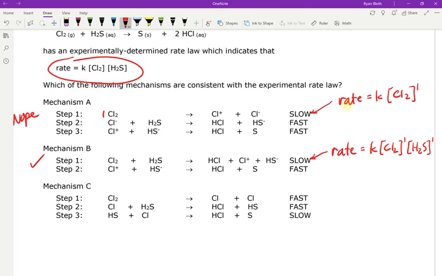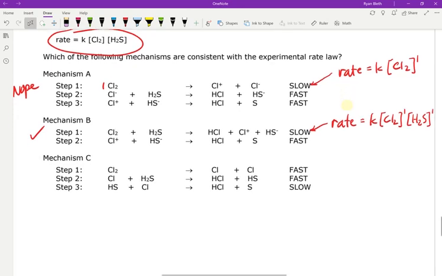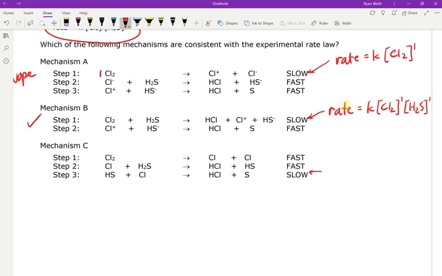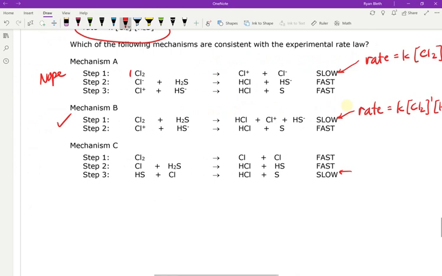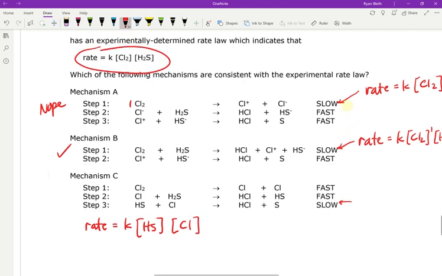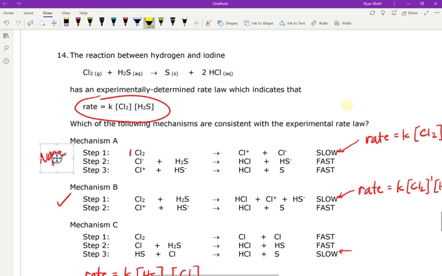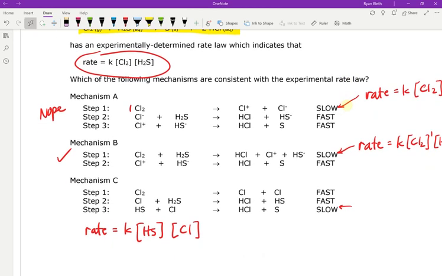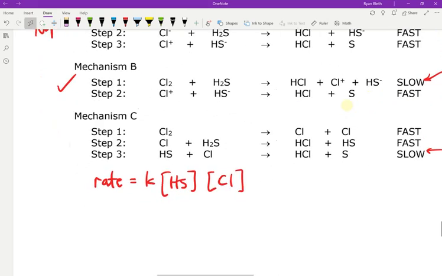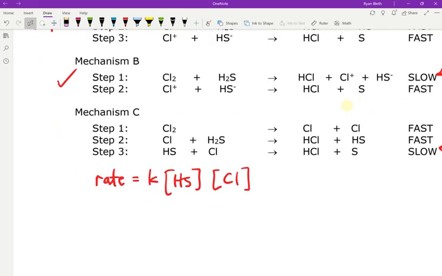What about C? C is kind of like C in number 12. We have to do a little ancestry work. So again, for our slow step, our rate law expression would be rate equals K times the reactants from mechanism C's slow step, which is that last step. So that's HS, and that's Cl. Now, neither HS nor Cl shows up in the overall reaction equation which starts this problem, right? We don't see HS or Cl as reactants in there, and so neither of them is allowed to be in the rate law expression. We got to trace their ancestors. Where does the HS come from? And where does the Cl come from?